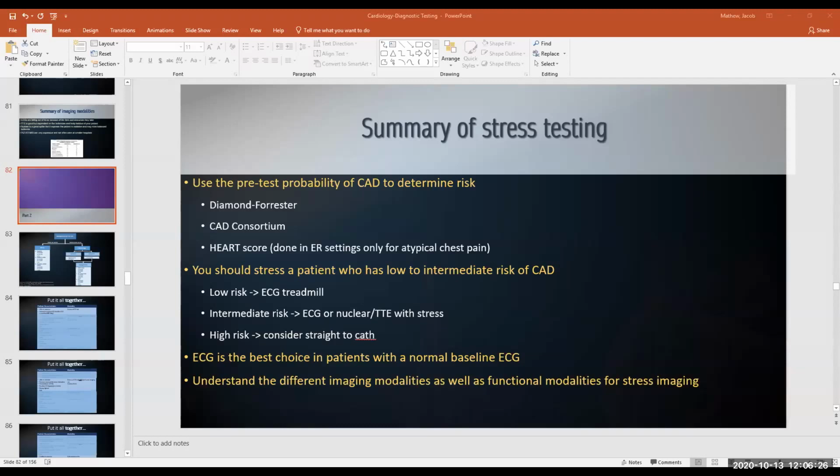In patients that have a normal baseline ECG and they can exercise, ECG is always going to be your option. You know, Dr. Duffy is credentialed in that, so he's one of our providers that does that. So just know that this is an option. You should always have answers for your boards. If the patient can exercise and they have a normal baseline ECG, that's always going to be the best option for them. And then understand that there are other imaging modalities that are going to give us more functional information, like the echo about the valves. And then the nuclear is going to give us more sensitivity and specificity for our results.